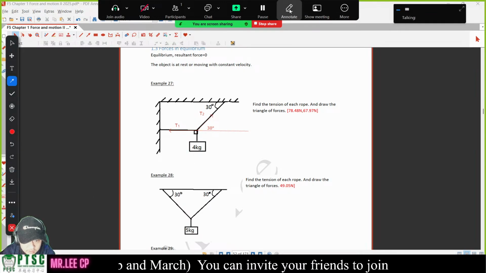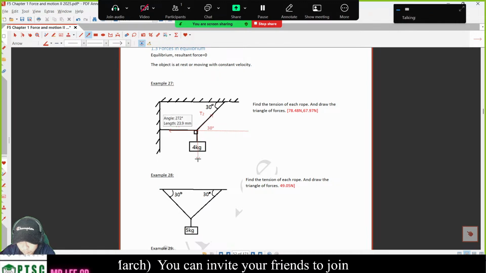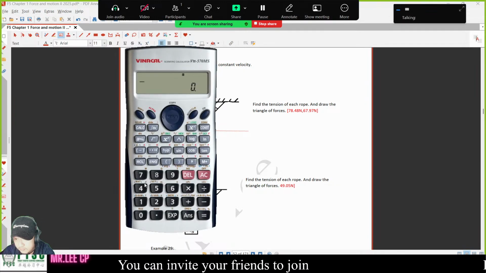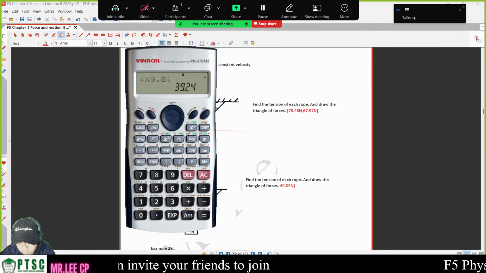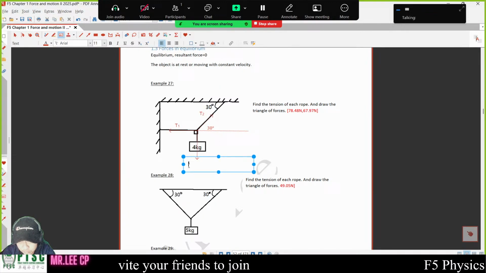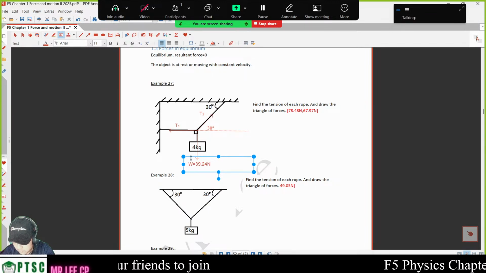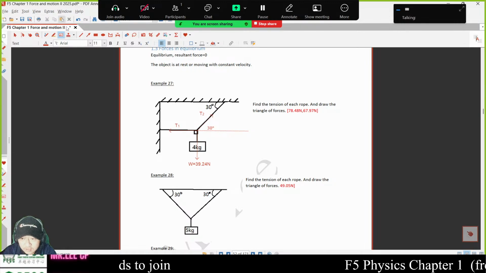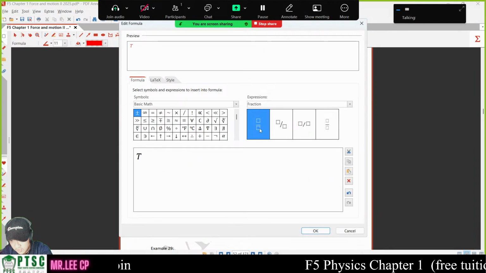Downward, that is a force that I forgot to label. It is the weight. How much is the weight? 4 times 9.81, it is 39.24. Right, so I got everything in already. Now the force going to the left is T1.